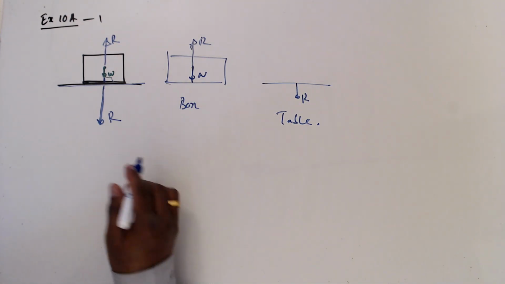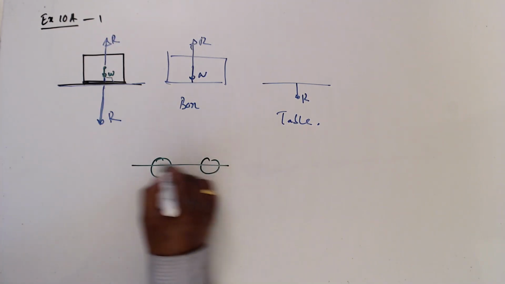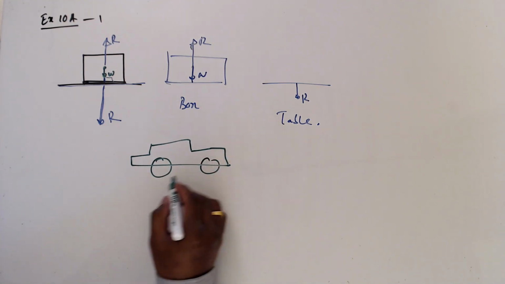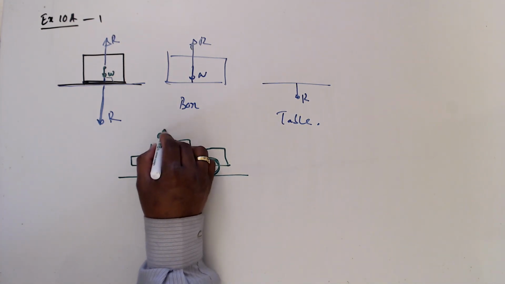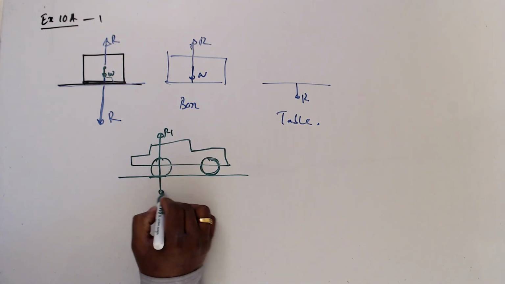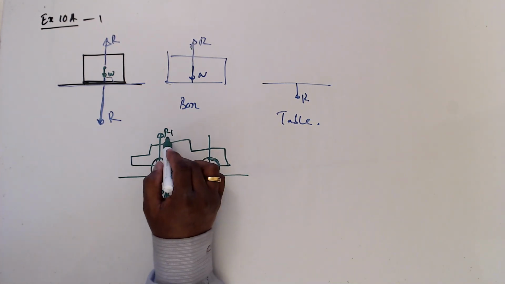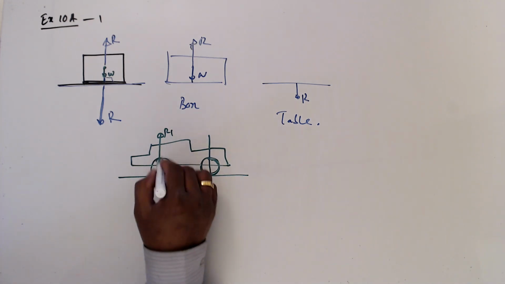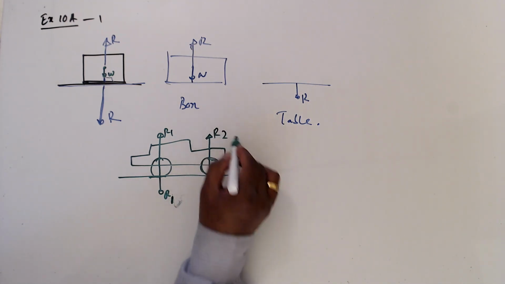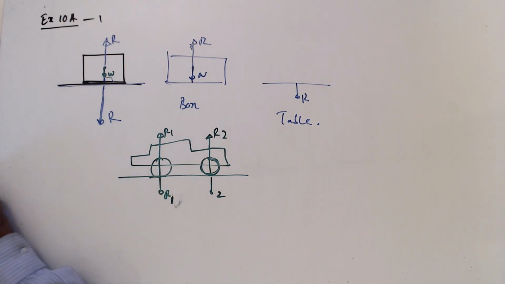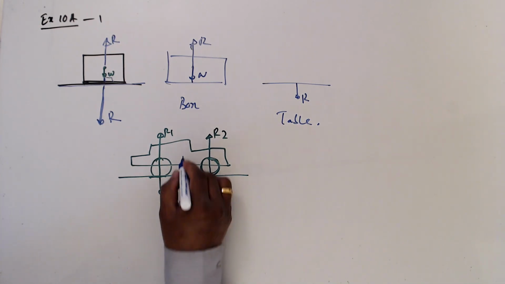You will see that very clearly when I draw the car on the table or on the road. So R is here, R1, and on the road R2 here, sorry, R1, according to Newton's law. Every action has a reaction of the same size, opposite. So this is R2 and this is R2, and this is the weight W in the middle.